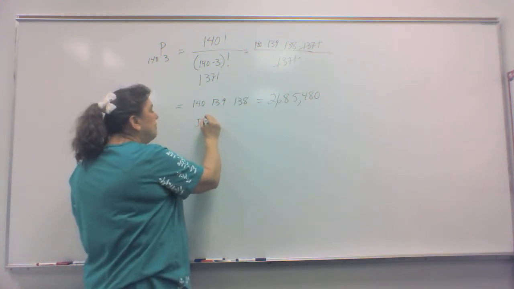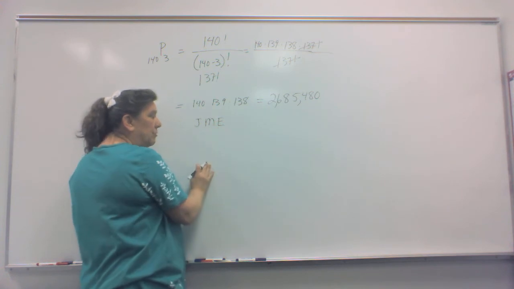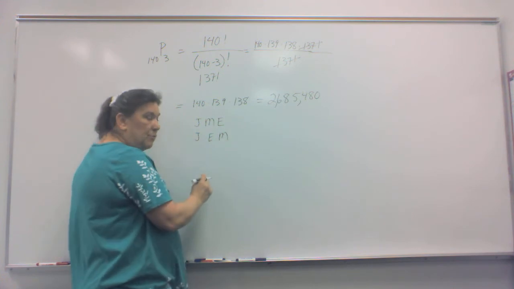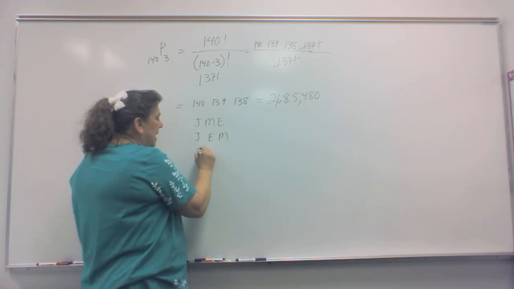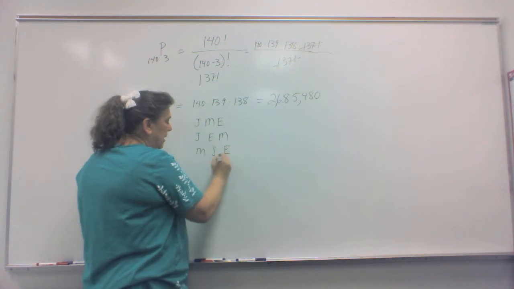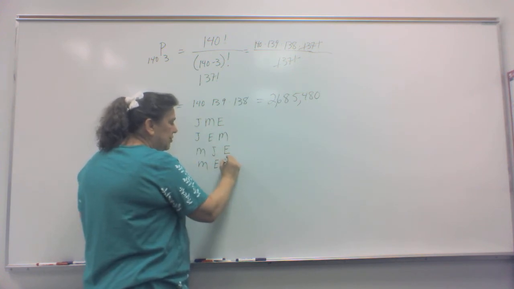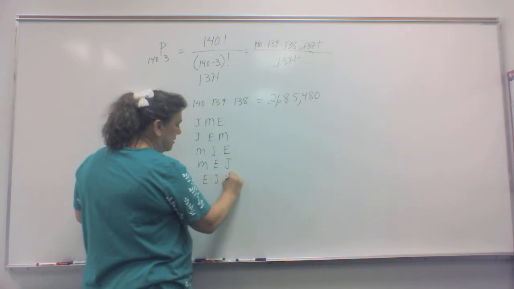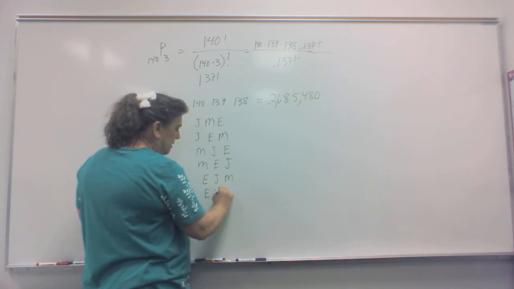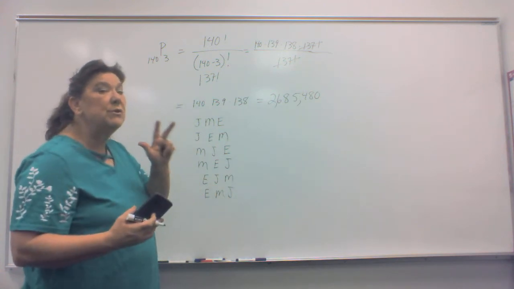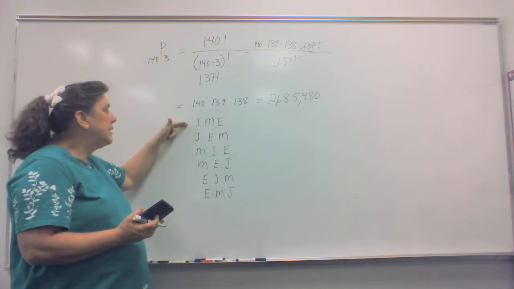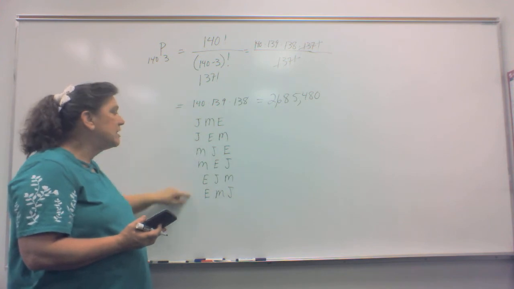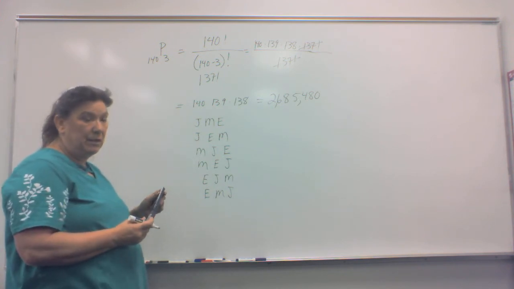So John, Matt, Eli could be in that order. I could have John, Eli, and Matt. That's another order. I could have Matt, John, Eli, and Matt, Eli, John. Or we could have Eli, John, Matt, or Eli, Matt, John. In other words, those three win the first three places, but any order of those three would be sufficient. So there's 6 possibilities that they would win those three places.